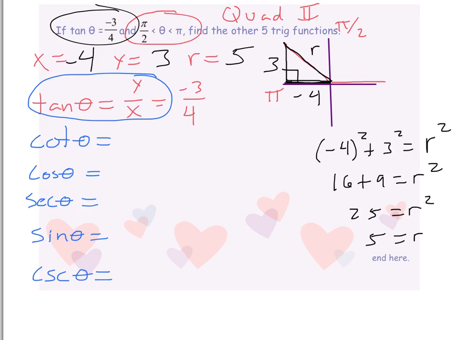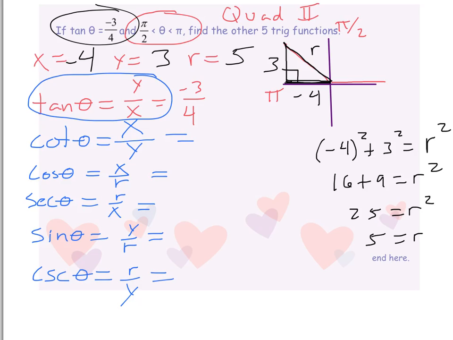Okay, very important to know that the tangent ratio is y over x. Likewise, cotangent is x over y. Cosine is x over r. Secant is r over x. Sine is y over r. And cosecant is r over y. Okay? On our test, this is not information that you're going to have, so it's very important that you know this. Okay, very important.